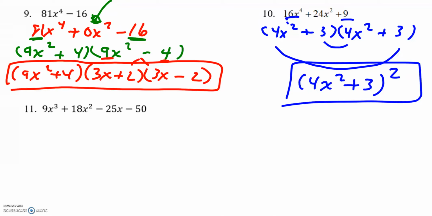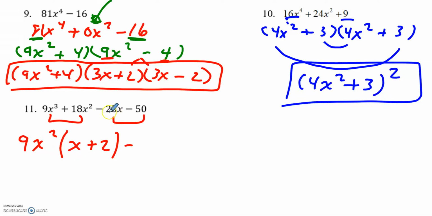Let's start here with number 11. I noticed that I do have 4 terms. I do not have a GCF that I can take out of everything, so I'm going to start grouping. If I look at the first 2 terms, I can take out a 9 and an x squared, and I'm left with x plus 2, 18 divided by 9. Bring down the subtraction sign.